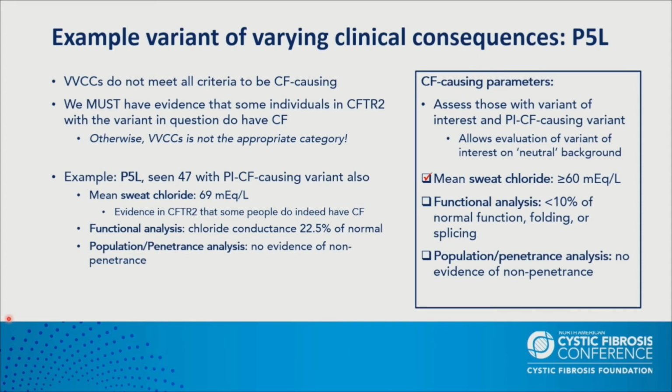And our population and penetrance analysis indicates no evidence of non-penetrance. We think that everybody with this variant probably has CF, even if it's a little bit mild. So we do tick that last box, but you can see we don't get to tick all three here. But given that we do have evidence in CFTR2 that some people have CF, we have reached the conclusion that this variant causes CF in at least some people, but maybe not entirely in others. And so it gets the designation of VCC.